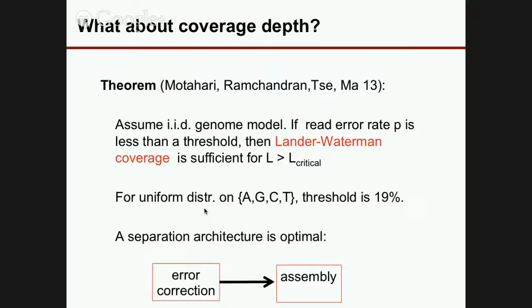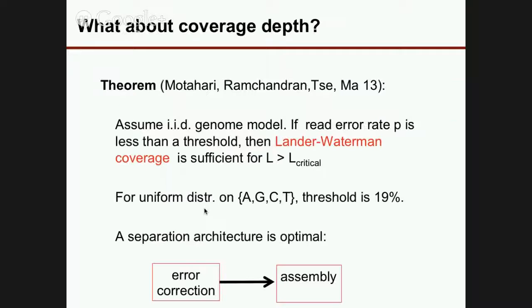Moreover, we showed that a very nice architecture, which we call separation architecture, which is essentially error correction followed by an assembly, assuming the reads are more or less noiseless, is sufficient to achieve this result. So let me finish off the lecture by explaining this result, because this result was in ISIT 2014.